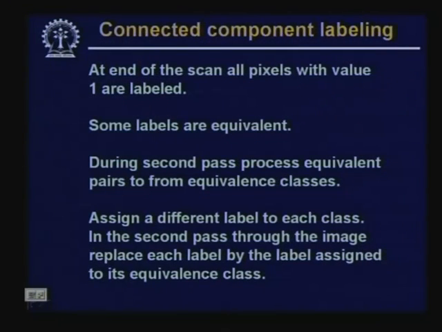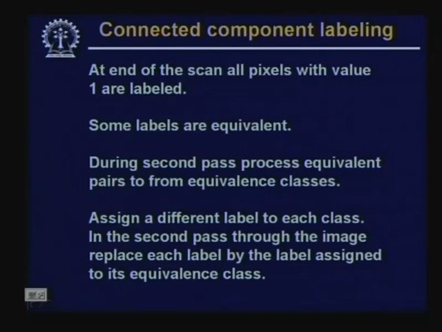Once I do this, after this pass of the algorithm, what I have is again the binary image, but now the different object points will have different labels, and at the same time I will also have a set of equivalent pairs. So, I have to process all these equivalent pairs to find out the equivalence classes, that is, all the labels which are equivalent following the transitivity relation, and then to each equivalence class I have to assign a unique label. After that I have to do a second pass over the labeled image, and all the labels which belong to a particular equivalence class, I have to replace with the label assigned to the equivalence class. So, this component labeling algorithm is a two pass algorithm.